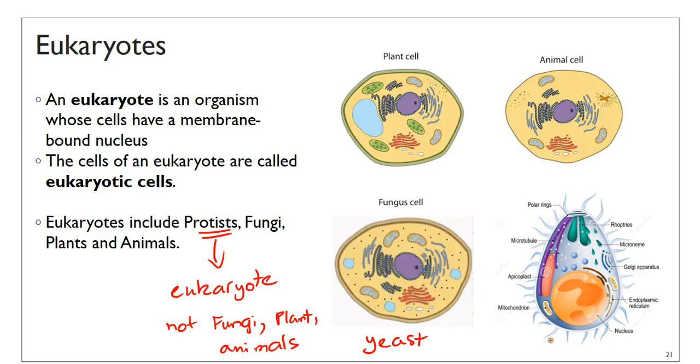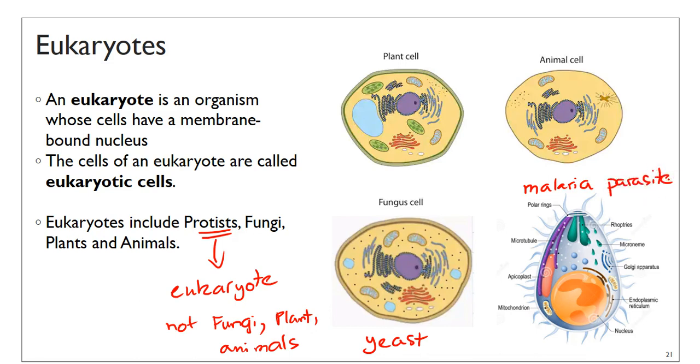Okay, this is an example of a protist: Plasmodium. I actually can't remember the name, but this is the malaria parasite. So malaria is actually a eukaryotic cell. It's a unicellular organism, so it's made of one cell, and it's a protist. So this is the malaria parasite.